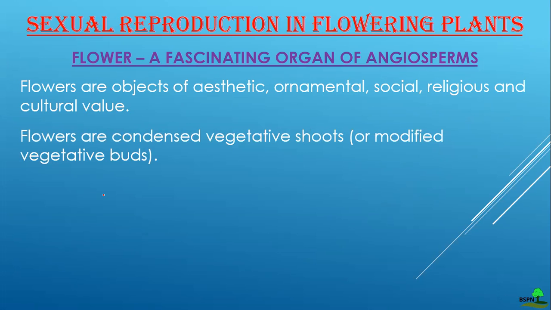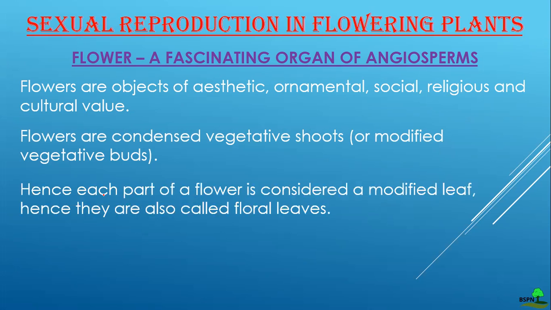Flowers are condensed vegetative shoots or modified vegetative buds. That means that a bud which was to become a stem with leaves now has become a flower. So the leaves are modified into different parts of the flower. So every part of the flower is a modified leaf. So each part of the flower is called a floral leaf.